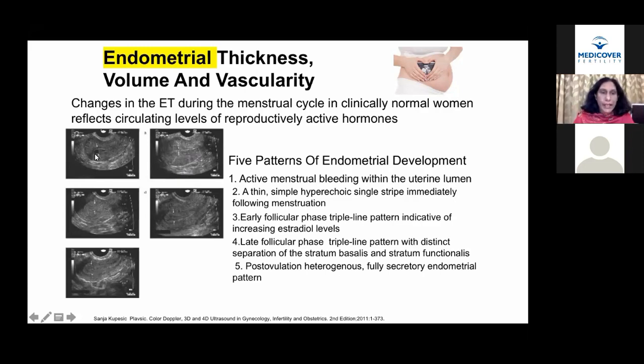Now you can see here there is little bleeding, so this is the active menstrual period where this dark shadow is because of the blood. Then comes early follicular, where there is a thin lining. As the estrogen develops, it increases. It forms a triple lining which is developing, in the early follicular and late follicular phase. You can see there is a clear development of endometrium with 3 lines. And then comes the secretory phase, which is later, after ovulation.